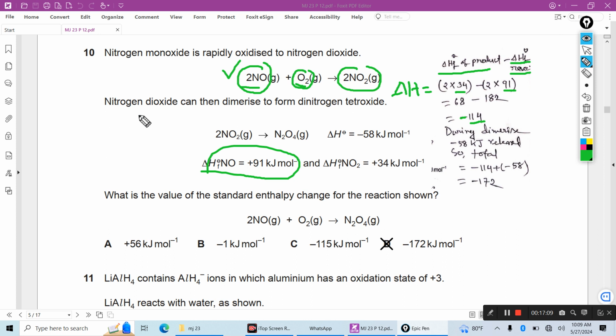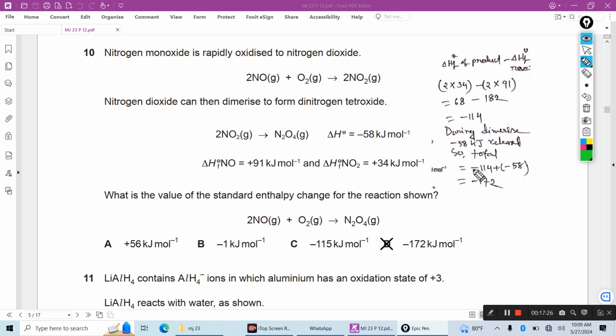But the question says when this NO2, nitrogen dioxide, dimerizes, meaning two molecules join together, in that case minus 58 kilojoule energy is also produced. So the total enthalpy change will be this plus minus 58, negative 172. So the answer will be D, negative 172.